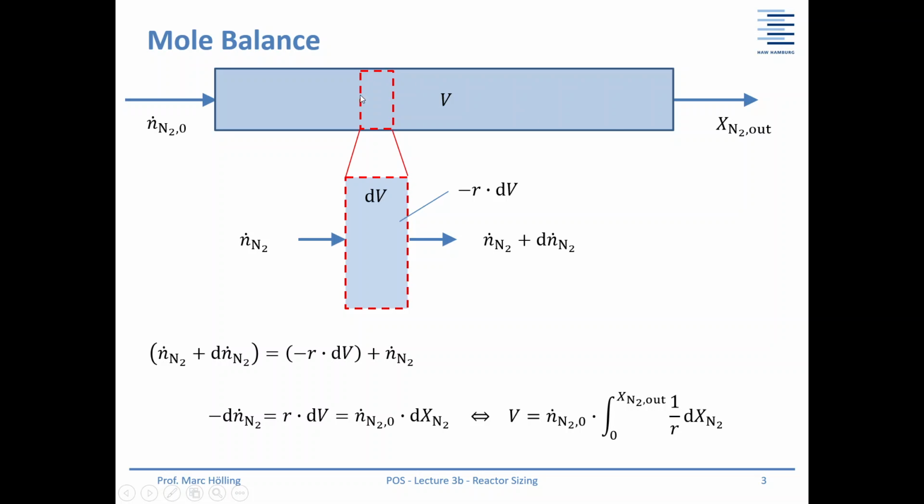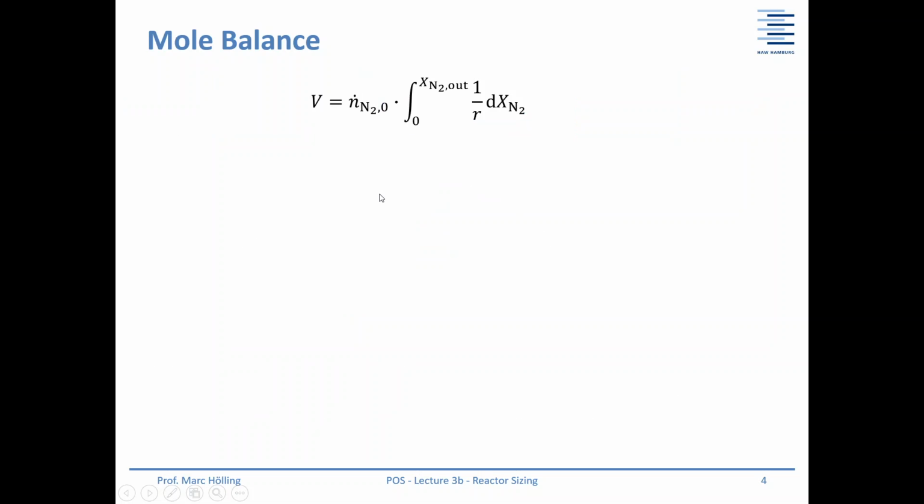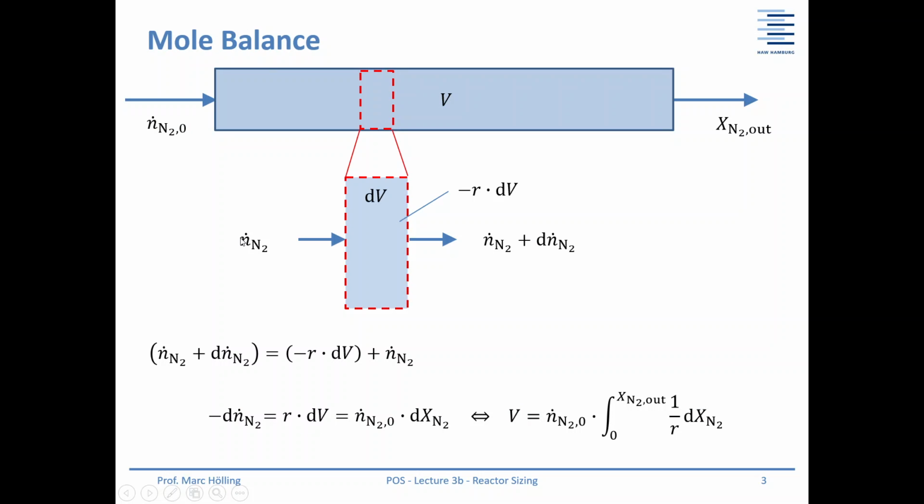So if you cut out a slice of this plug flow reactor, a very small slice, let's call it dV. And if you then do a mole balance, then you have the inflow of nitrogen to this volume element. Then inside this volume element, you have the reaction rate. The amount of nitrogen that is consumed here is the reaction rate times the volume slice. And then you have an outgoing mole flow of nitrogen.